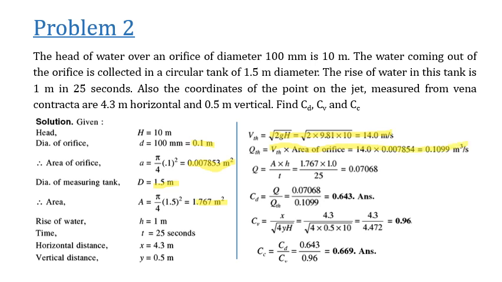And with the given information of the circular tank, we can calculate the actual discharge, which will be volume over time. So area into the depth of water divided by time. So area of measuring tank is 1.767, the depth of water is 1 meter and time of collection was 25 seconds. So this is also in meter cube per second. So CD will be actual discharge over theoretical discharge. So it is 0.643.